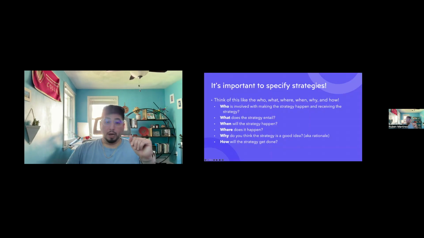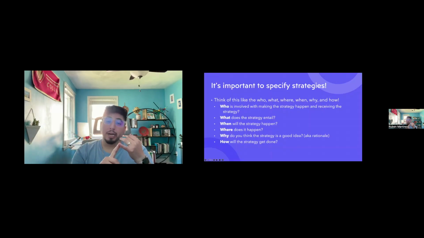All right, so in terms of the who, what, where, when, and how, one way to think about it is who is involved with making the strategy happen and receiving the strategy. So that's an important thing, that the who incorporates both of those. The what is, what does the strategy entail? Training is not sufficient detail to understand what you're doing for the training.